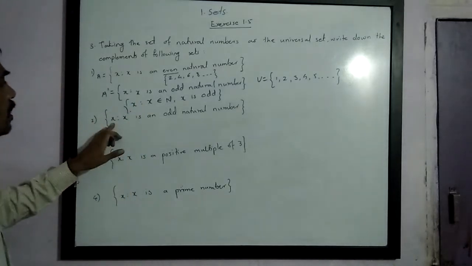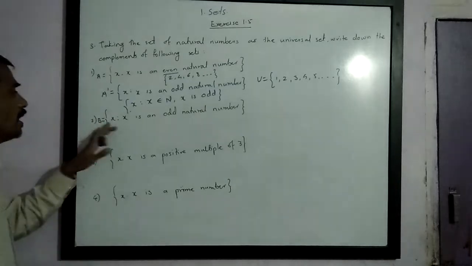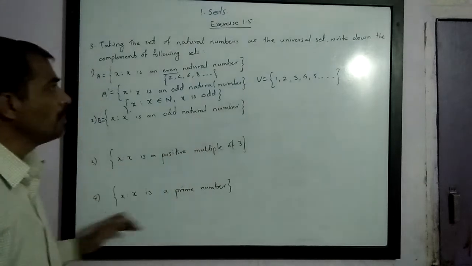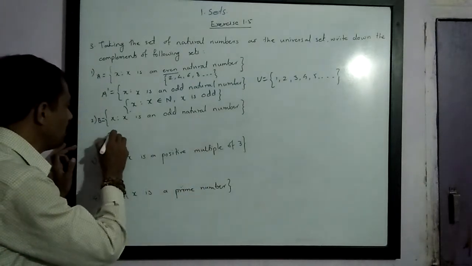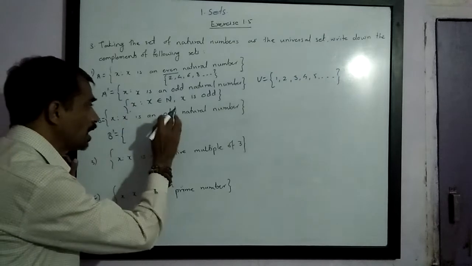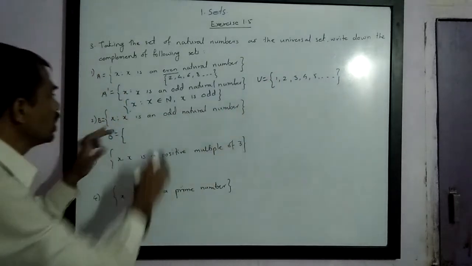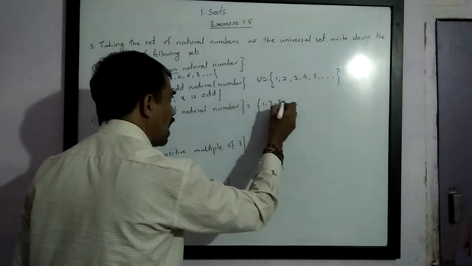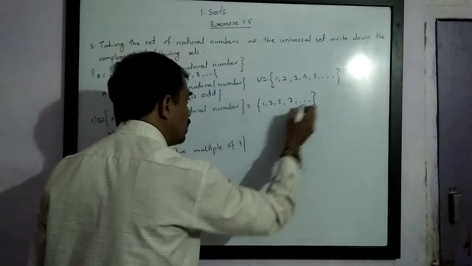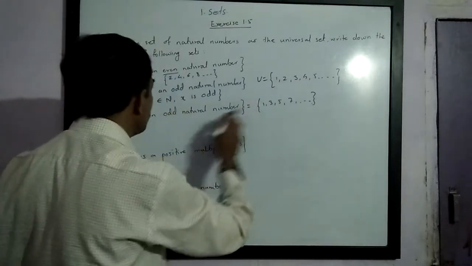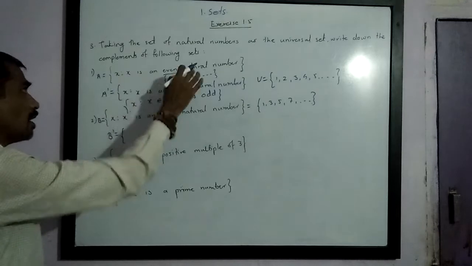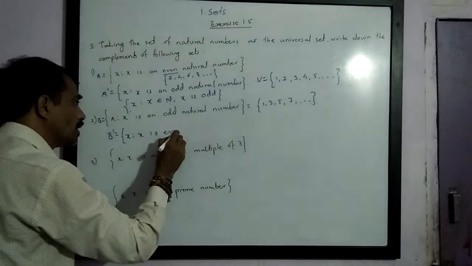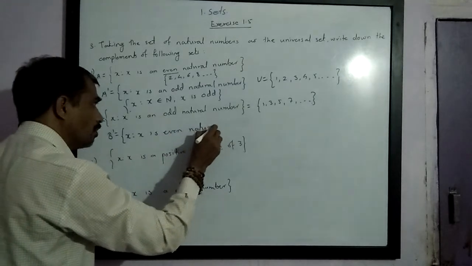Then the second one: let this set be B. B is the set of x such that x is an odd natural number. Its complement, B's complement, is the set of elements which are not in this but in the universal set. Here it is a set of odd natural numbers, that is 1, 3, 5, 7, and its complement will be 2, 4, 6, 8, which are the even natural numbers. So B's complement is the set of x such that x is an even natural number.